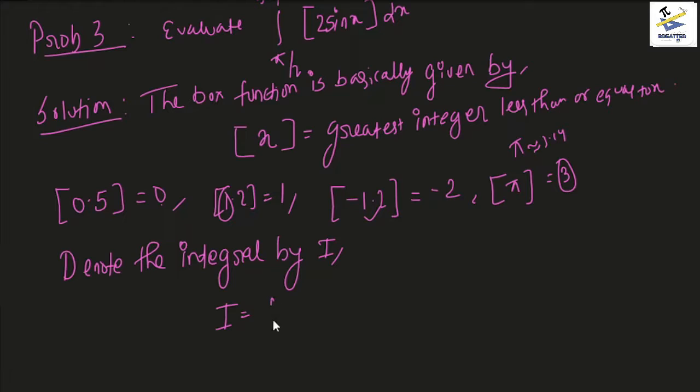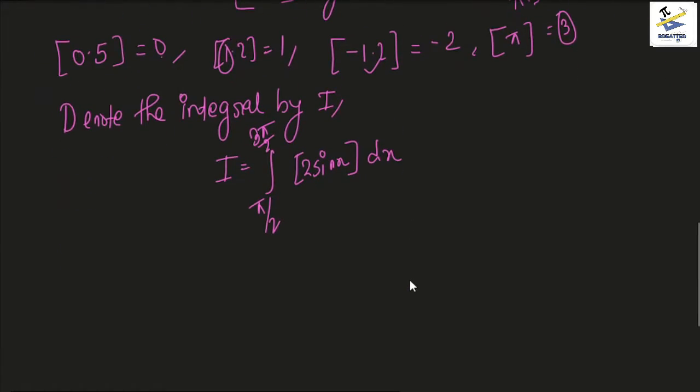Which is I equals the integral from pi by 2 to 3 pi by 2 of box of 2 sin x dx. Okay, so to solve this problem we need to understand that the interval is from pi by 2 to 3 pi by 2, but we need to see in which intervals does 2 sin x become an integer or change integer values.